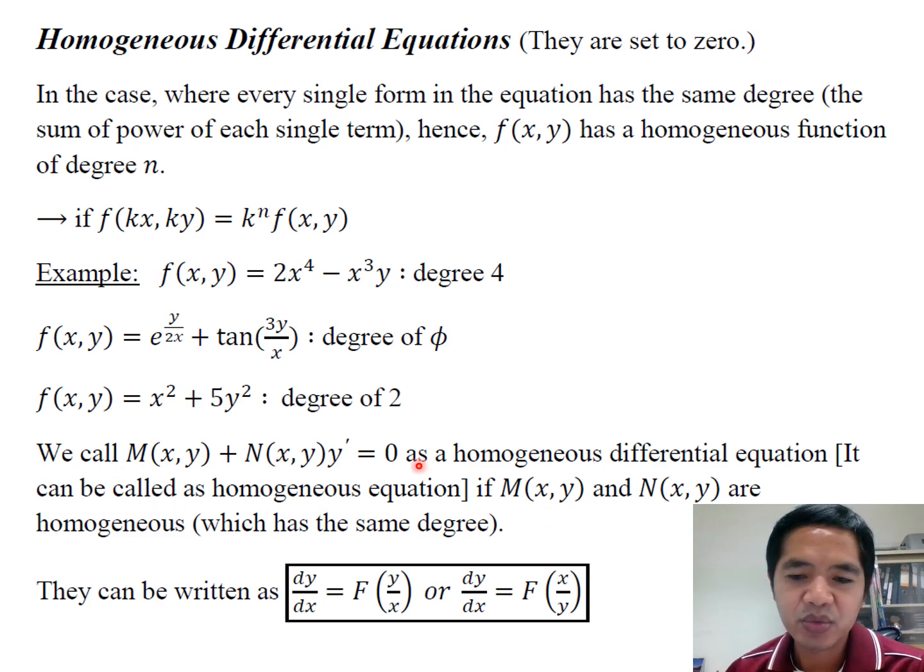Then if we have a homogeneous equation, we can write this function into this form, which is dy over dx equal to a function of y over x, or dx over dy equal to a function of x over y. It's the same actually. It's y over x or x over y. It doesn't matter which way you write. Okay. Then how are we going to solve this? Go to the next slide.